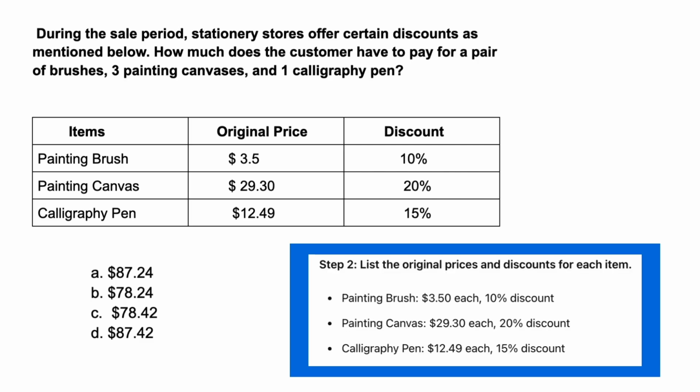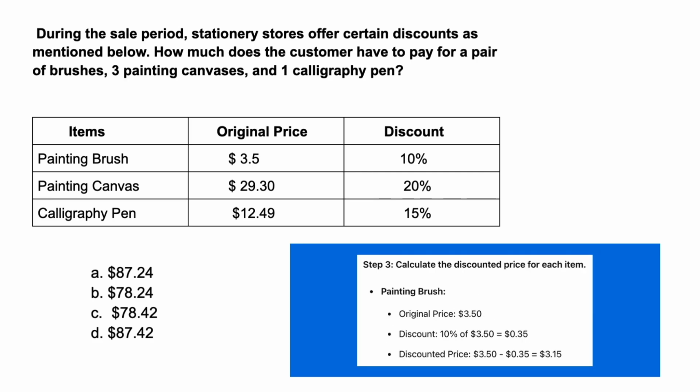So next, what we need to do is list the original prices and discounts for each item. Painting brush, $3.50, 10% discount. Going to the next item, that's the painting canvas, originally $29.30 each with a 20% discount. Calligraphy pen, $12.49 each, 15% discount. So notice here how we just clearly, simply lay out the information. And then step number 3 is to calculate the discounted price for each item.